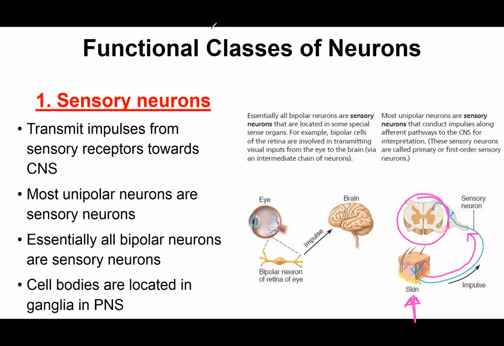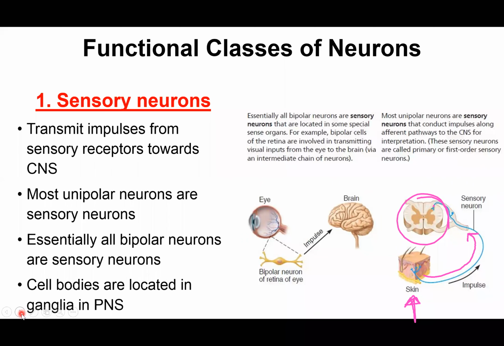Essentially, all bipolar neurons are sensory neurons. And remember, these bipolar neurons are pretty rare, the ones located in the retina, for example. And the cell bodies of sensory neurons are located in ganglia, generally within the peripheral nervous system. So for the most part, all the cell bodies of these sensory neurons are located in ganglia that are in the peripheral nervous system.